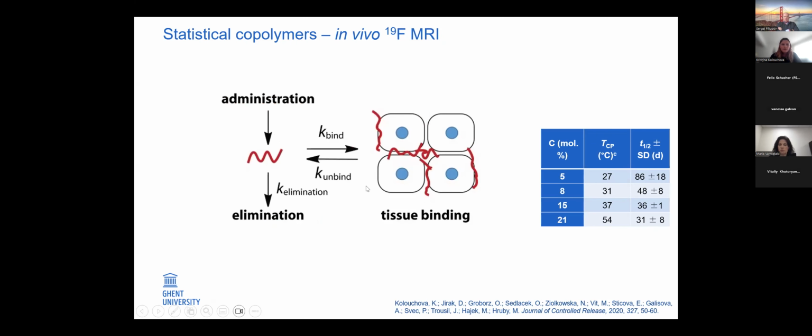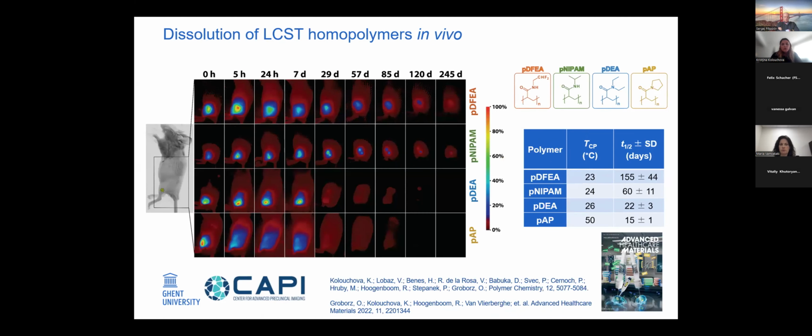So we propose that there can be some interaction of the polymer with the tissue. It doesn't really matter if it's in a precipitated depot or if it's fully dissolved. There has to be some interaction with the tissue. So to prove that, we made 4 thermoresponsive homopolymers. We modified them with a fluorescent dye so we can monitor them with optical imaging. We injected them, and again, we were monitoring the dissolution rate.